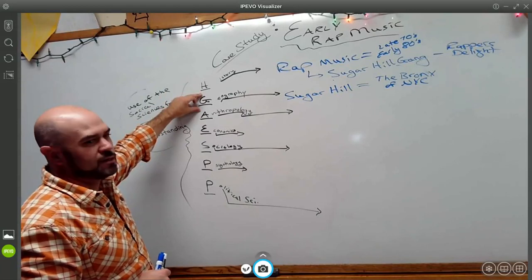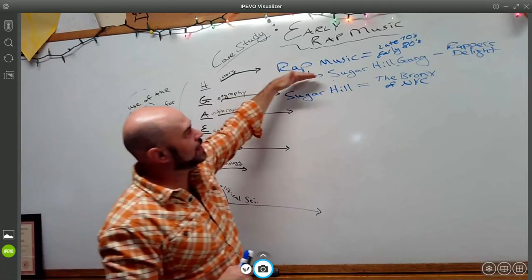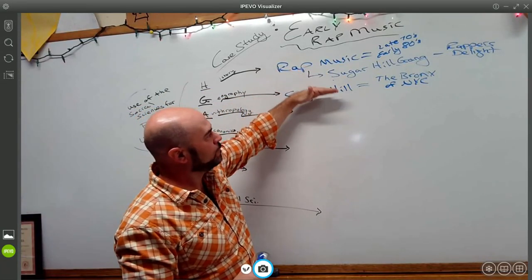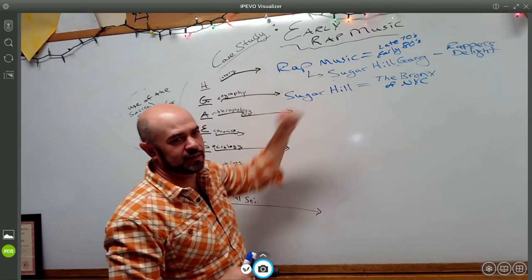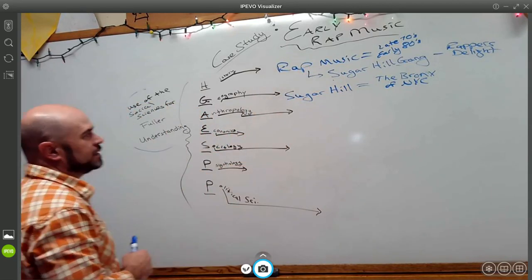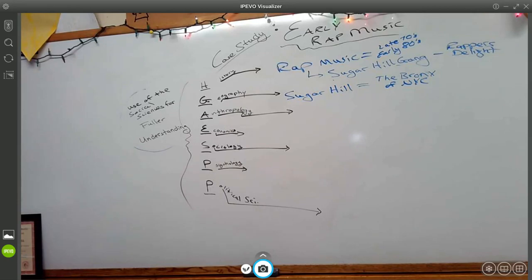Okay, so the geography we're talking about with rap music, Sugar Hill is actually an area. So the Sugar Hill Gang, this rap group, we can see where they got their name from already, right? The geography influenced, right? The physical features of the Bronx influenced the name of that rap group.